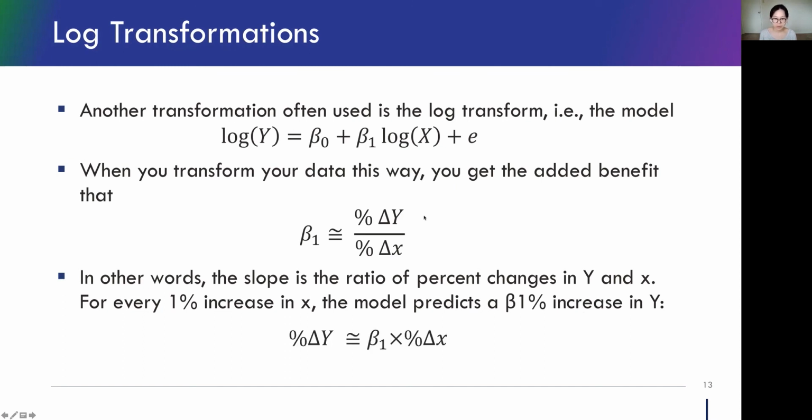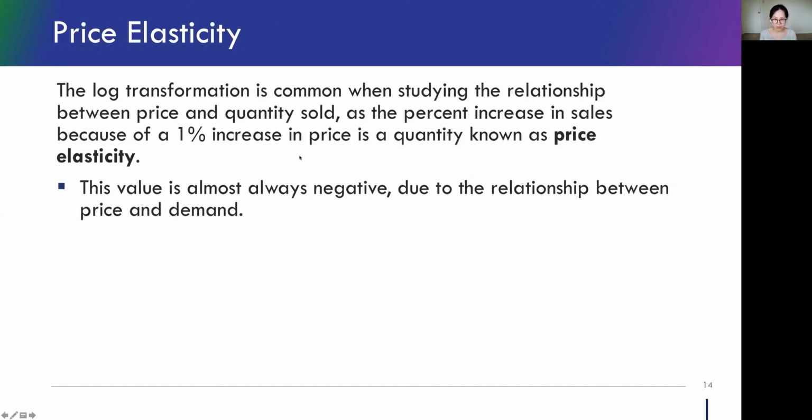Put in math, it's just that the percentage change in y equals beta 1 times the percentage change in x. This log transform is common when we're studying the relationship between price and quantity sold. The percent change in sales because of a 1% change in price is a quantity known as price elasticity. This term is not that important, but this is just a common case where we use this interpretation for the model.